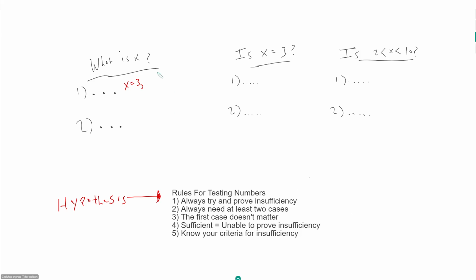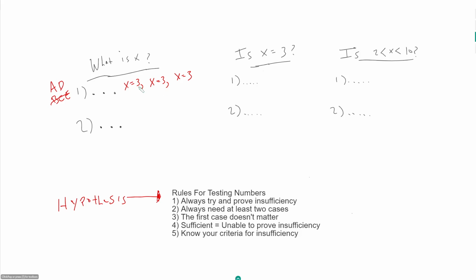And then I plug in some other number for this statement and I get X is equal to 3 again. Then I plug in some other number and again I get X is equal to 3. So at this point, I have 3 numbers that I tested. Every single one of them gave me X is equal to 3. So I would probably say this is sufficient, and then move on to the next statement.